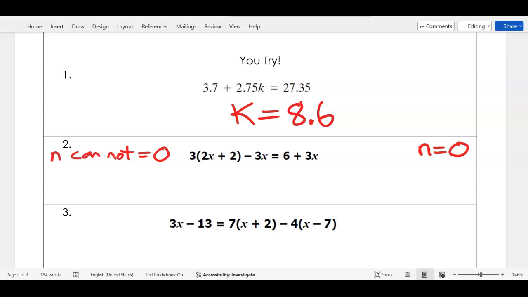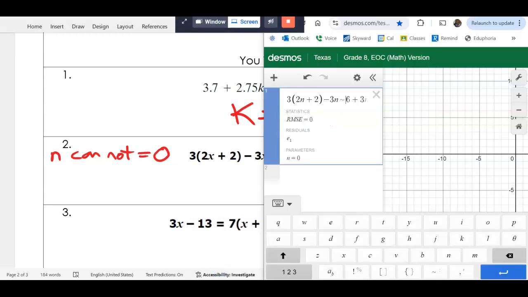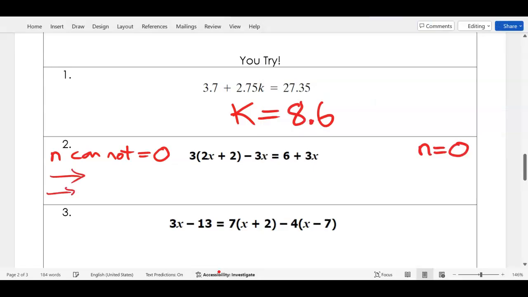Okay, so if n equals 0, like if you look at it and you see, hey, there's an equals 0 right here. Well, I'm here to tell you it's one of two things. And you got to see above this where it says statistics RMSE right here. There are two possibilities, okay? If RMSE equals 0, or if RMSE equals a number.